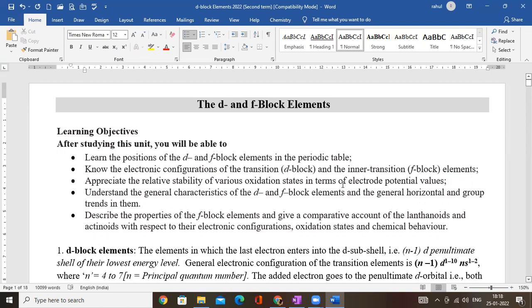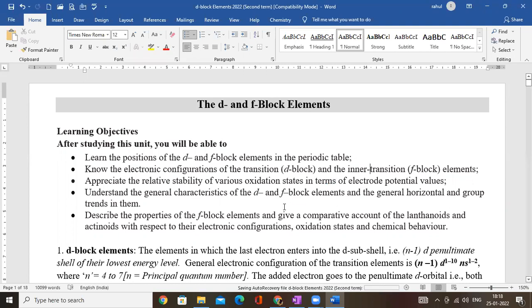Then we will study the general characteristics of D and F block elements on the basis of their horizontal and group trends. And of course, last we will be taking up F block elements, where we will do a little bit of comparative study of lanthanoids along with the actinoids. Although actinoids as such are not in the syllabus, still we will take up the electronic configuration, oxidation state, and chemical behavior for them.